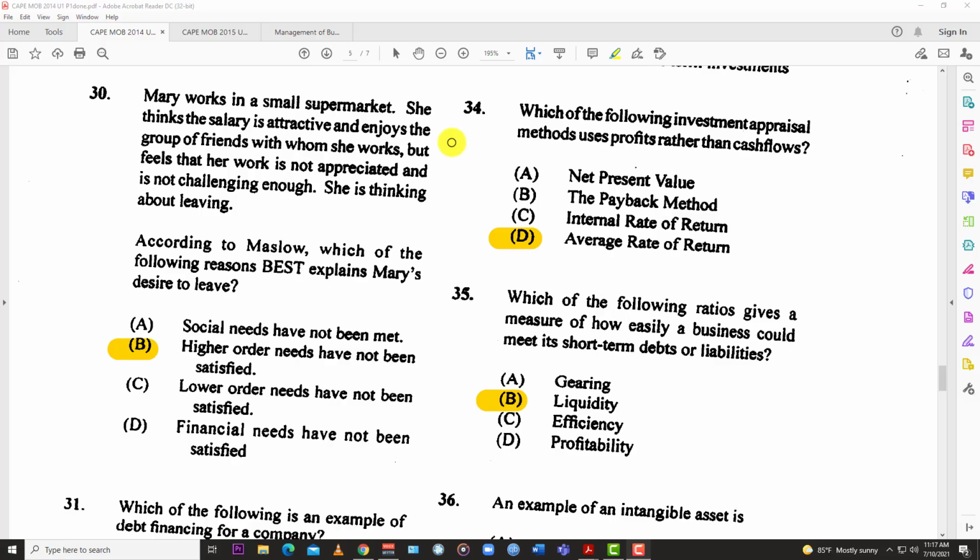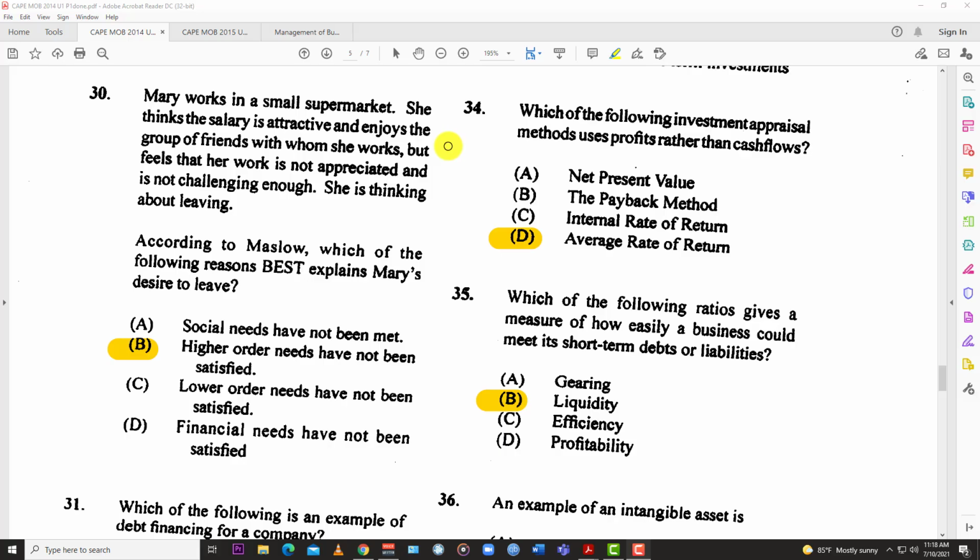Okay, so you have your A, net present value, your B, the payback method, C, the internal rate of return, and D, the average rate of return. A, B, and C all use the cash flow to come up with the answer. But D, the average rate of return, actually uses the profit to see how much your return on capital investment is, the average return on your capital investment for the company. So D uses the profit as opposed to the cash flow like the others.